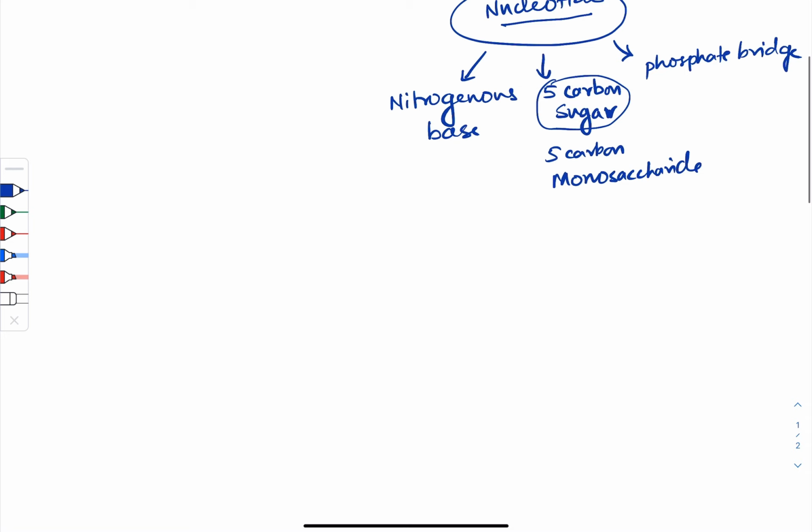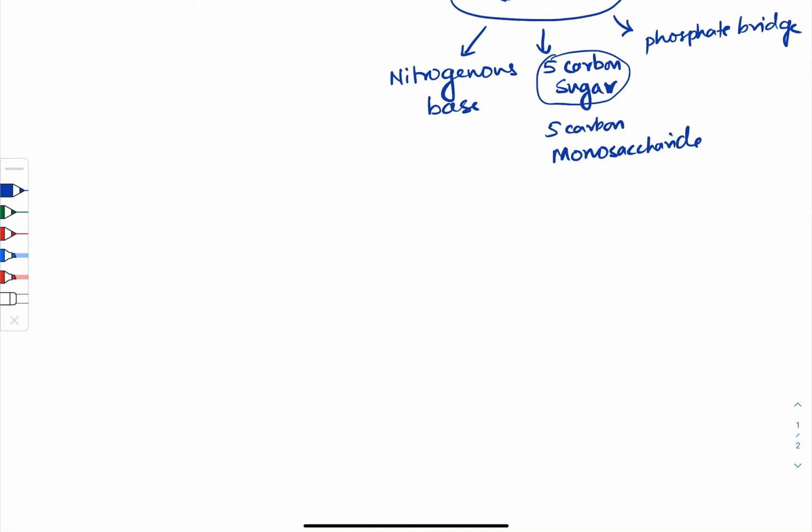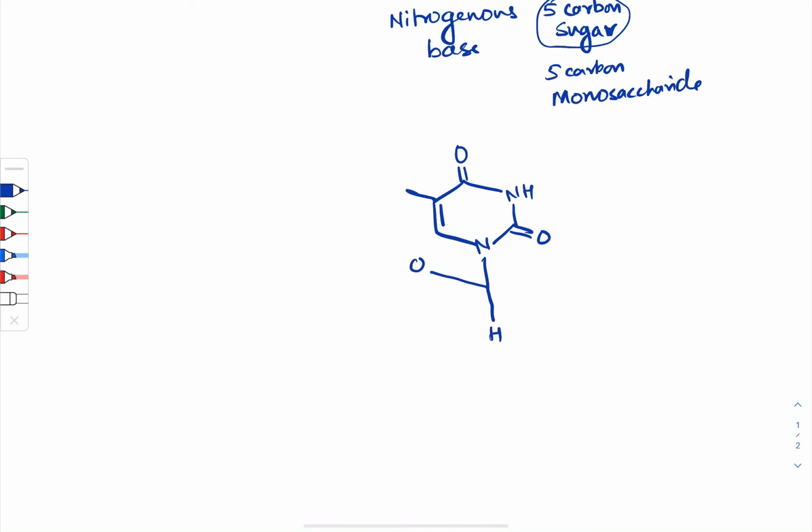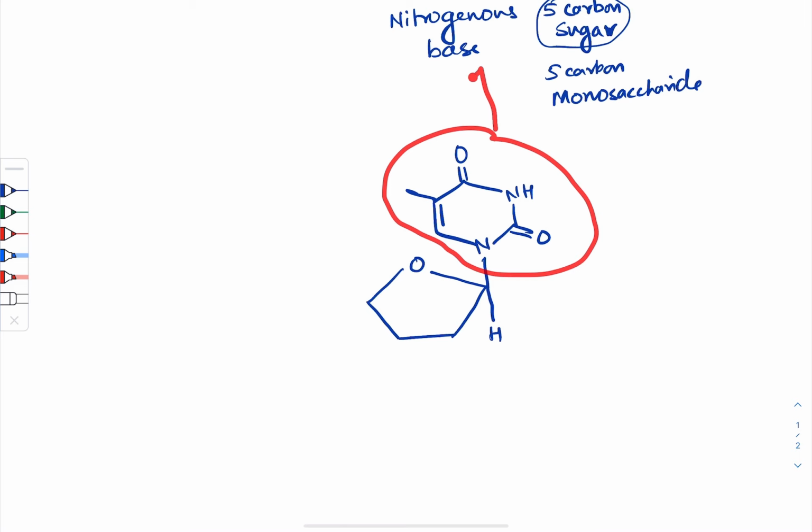So let's take a look at some examples of nucleotides. I'm going to draw an example and then circle which part is what. Let's say I have a 6-membered ring with nitrogen in it, another nitrogen out here, double bonded oxygens, another double bond, and hydrogen coming off. Before we dive into this part that I just drew, this is the nitrogenous base.